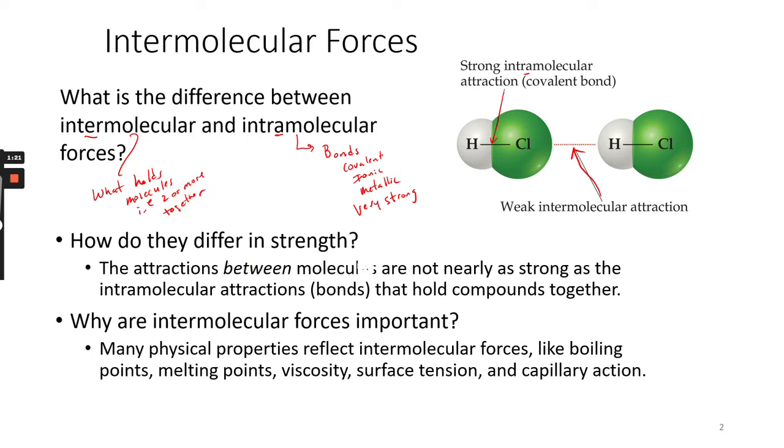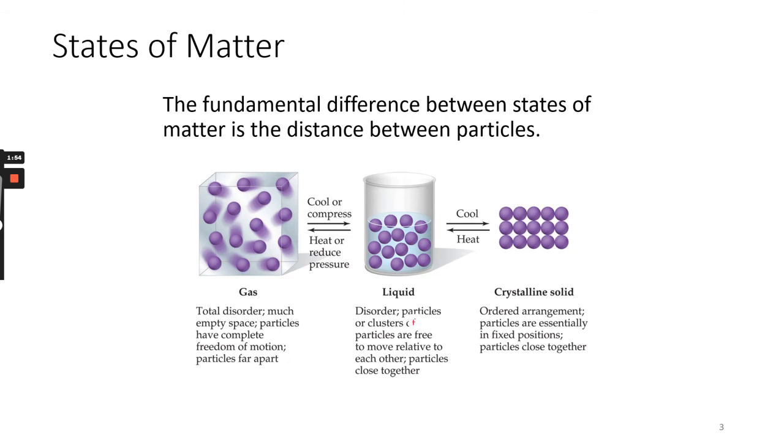So how do they differ in strength? Well, I already said intra is very strong. It's a bond. Very hard to break. Inter is not quite as strong. The attractions between molecules are not nearly as strong as the intramolecular attractions, which are your bonds that hold the compounds together. Why are intermolecular forces important? They dictate many physical properties like the boiling temperature, freezing temperature, melting point, viscosity, surface tension, and capillary action. All of these depend on the forces that hold more than one molecule together. In particular, they also predict what state of matter you'll have at certain temperatures.